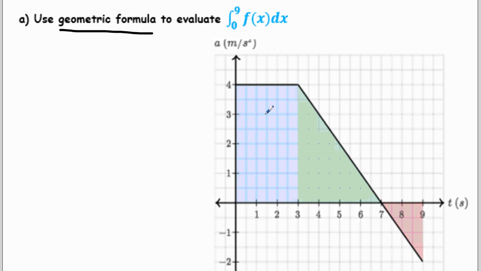But what's interesting is, did they ask us specifically to find the area? No. They said evaluate. Yeah, good. So keep this one negative and keep this one positive when you add them. That's a good point. They just said find the definite integral. So we're going to calculate the areas and keep this one as a negative and add that one.